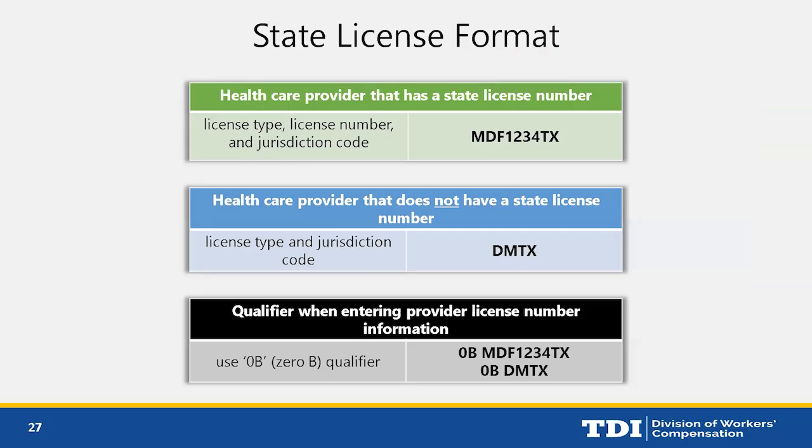Now let's talk about the healthcare provider state license format. I often receive calls in Comp Connection from healthcare providers whose bills were denied because the healthcare provider state license number is entered incorrectly on the bill. The healthcare provider's license number must be formatted as seen here, by the license type, license number, and jurisdiction code, and you must use the 0B qualifier when entering a provider's license number. So your healthcare providers that do not have a state license number only need to enter the license type and jurisdiction code.